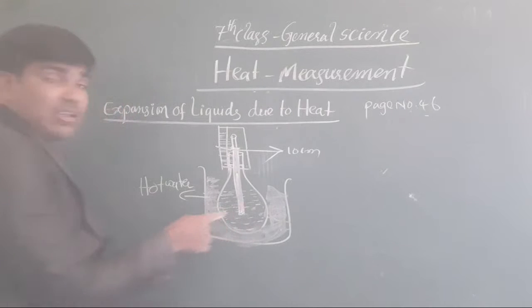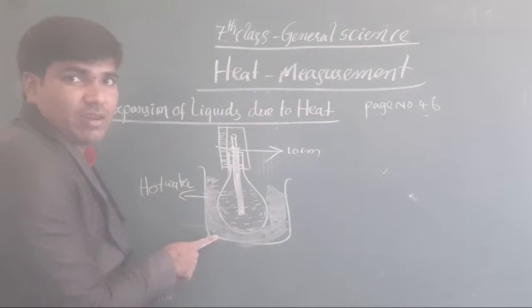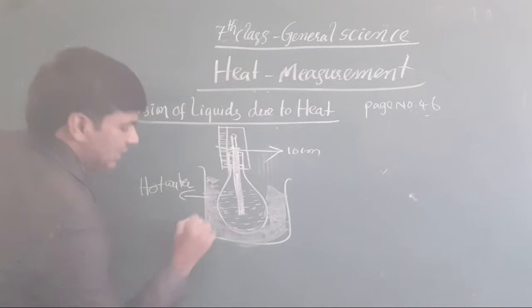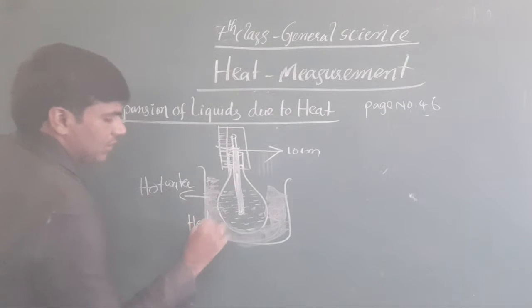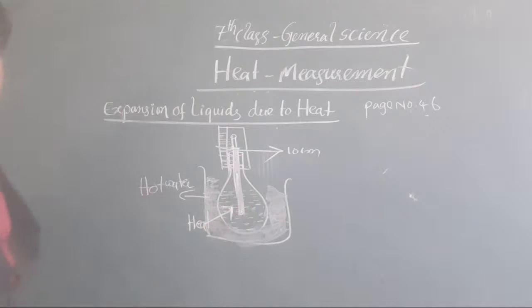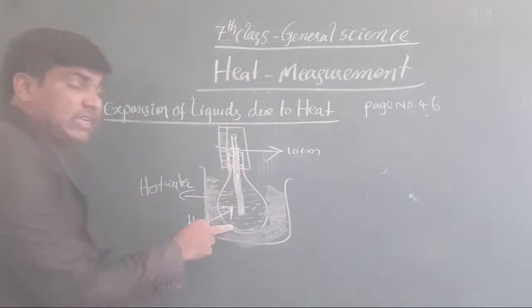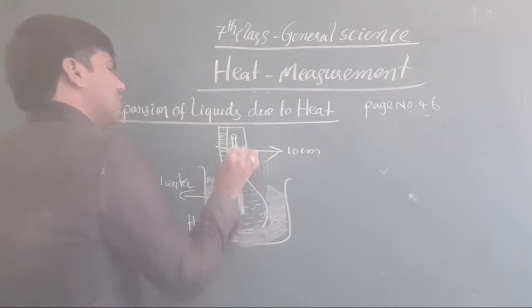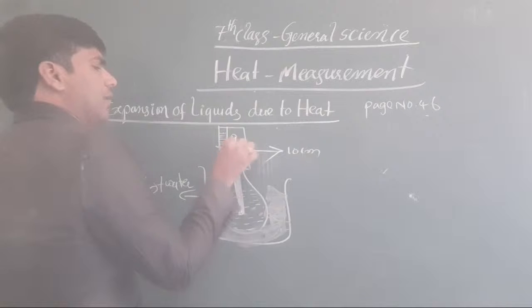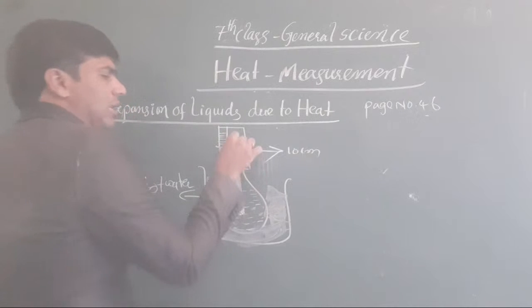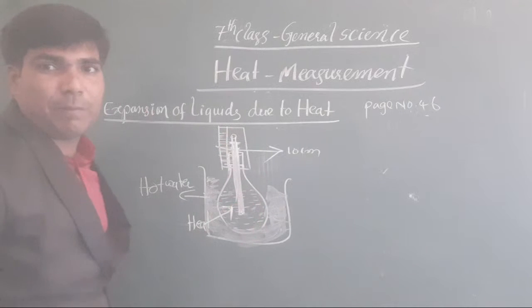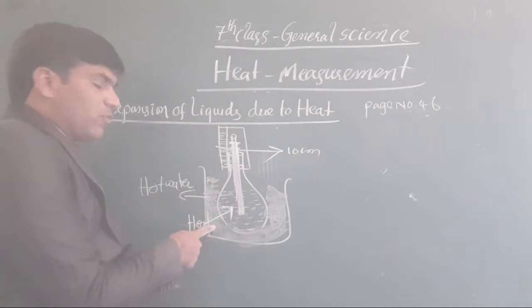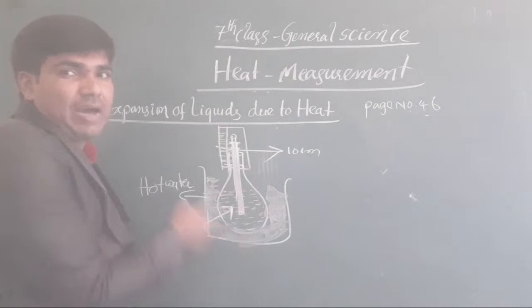When you take hot water in this particular vessel, the heat is automatically transferred into this water. The water is heated. What happens to that heated water? There is a capillary tube, and the water level increases in the capillary tube when we take hot water around this flask.